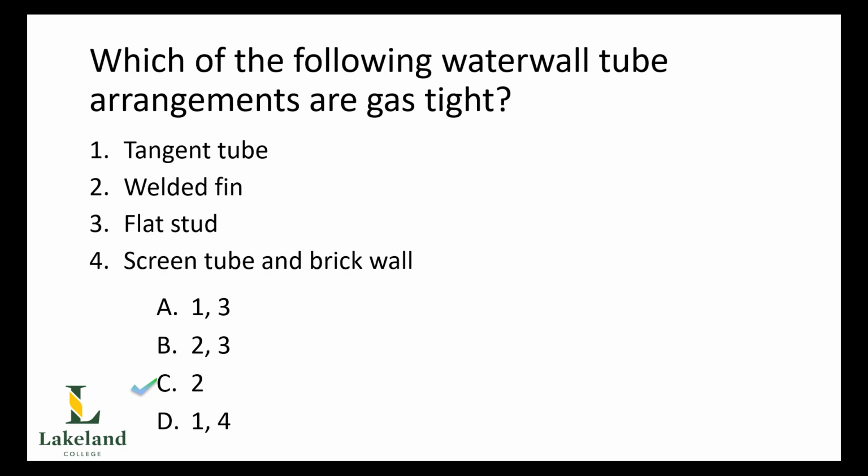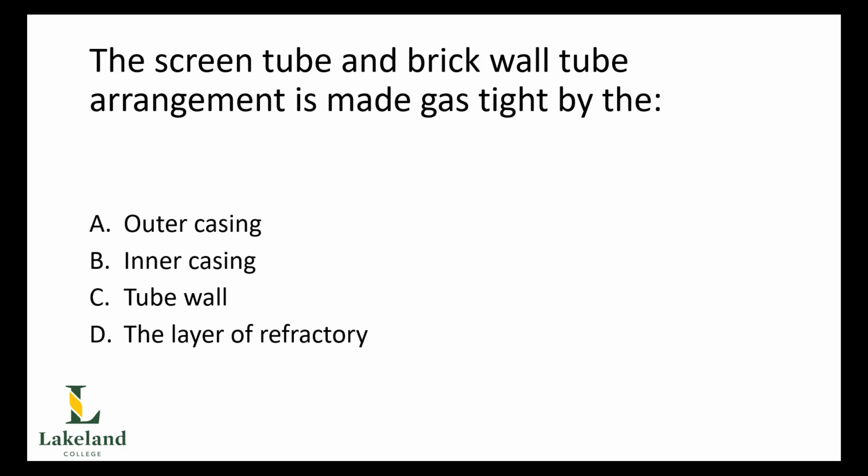Where was the tangent tube wall? Well, that one had an inner casing. What about the flat stud? That had an inner casing. And what about the screen tube and brick wall? That was an outer casing. Next question. The screen tube and brick wall tube arrangement is made gas tight by the, well, we just talked about it, didn't we? It was the outer casing providing the provision for the gas tight seal.